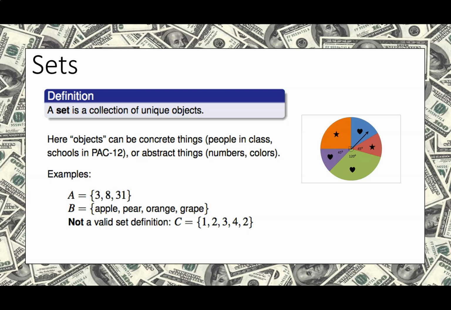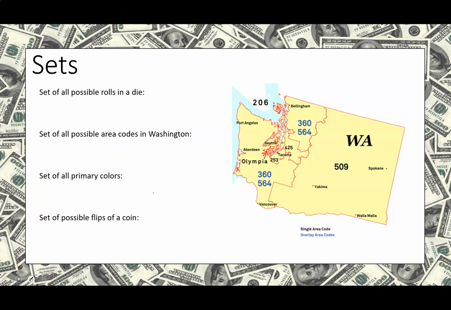Now, why do you think that this one right here is not a valid set? If you said it was because there are two number twos, you're absolutely correct. You cannot have repeats in your set, and that's really important when we get into more complicated problems with these.